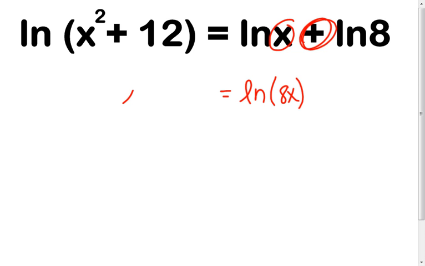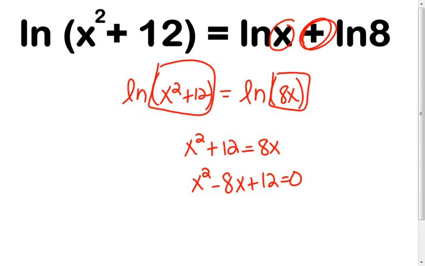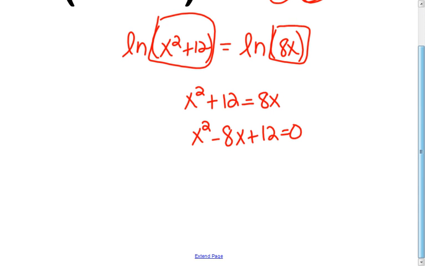On the left side, I can't really do a whole lot right now. But I know that the only way that these two sides of the equation will be equal to each other is if this is equal to this. So I'm going to set that up and then solve it. So I'm going to move that 8x to the other side so that it looks like this. And then I'm going to hope that it factors.